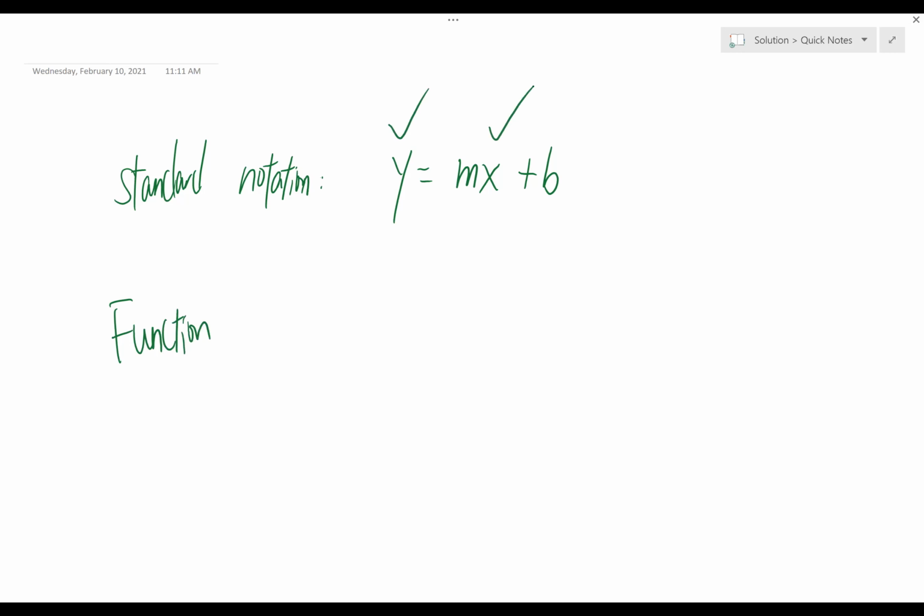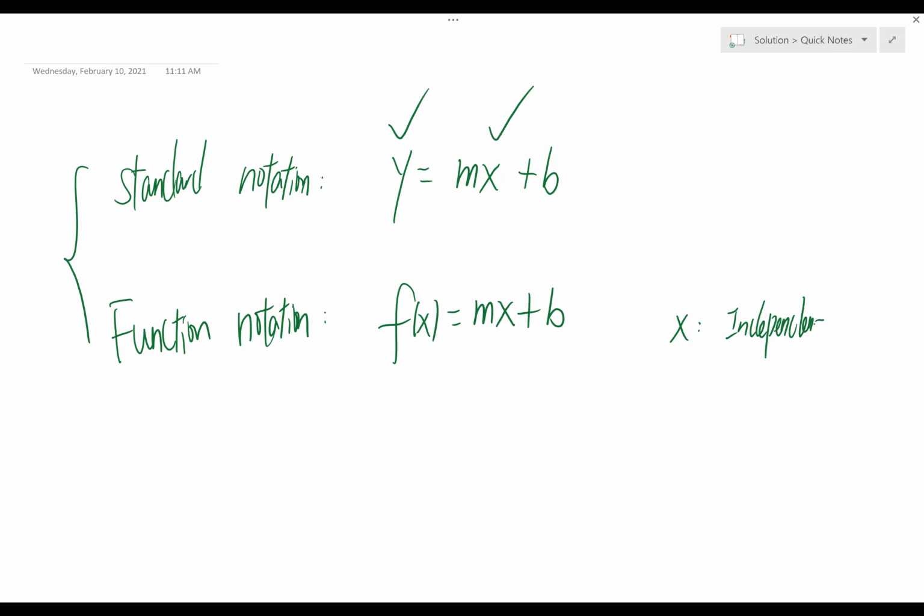So for function notation, here is x and y, right? For function notation, we're looking at it as a specific function. So f of x equal to mx plus b. This is the difference between those two notations. The good thing about function notation is anytime you have a specific x value given. Here the x is what we call the independent variable, and y here is called the dependent variable. So y depends on x. So x is definitely independent. x could take any values, right?